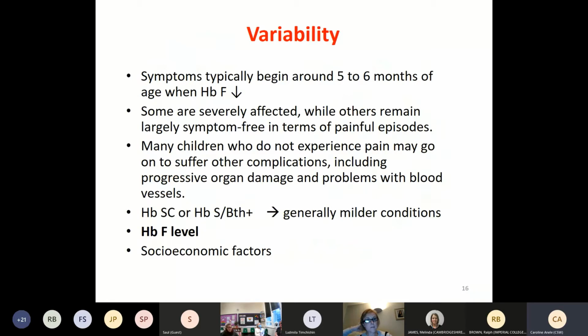We talked about the variability. One of the things we find is that the symptoms usually begin around 6 months of age. The reason for this is that when a baby is born, they are born with a lot of what we call hemoglobin F. We like to make it simple and call it baby hemoglobin.